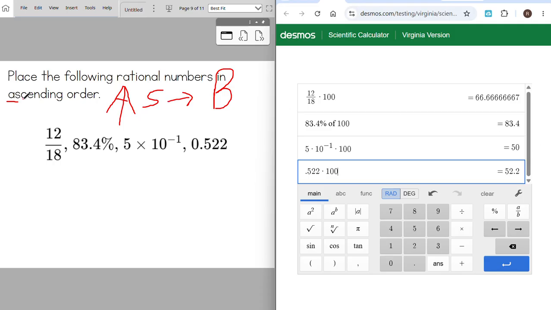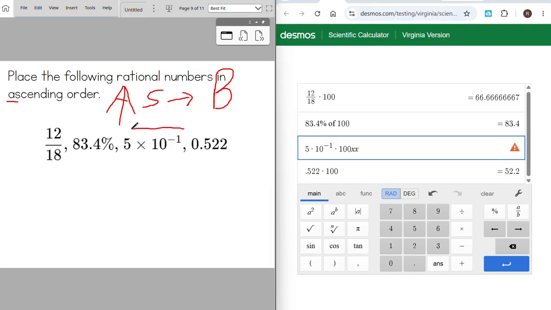So now, ascending order, small to big. I'm going to ask myself, 66%, 83%, 50%, or 52%? Which one is the smallest percent? Well, I believe that it's 50%. So I'm going to take this right here, and I'm going to label it number 1. I should write it down here, but I don't want to right now because I'm being lazy.